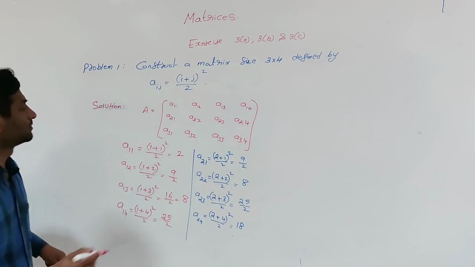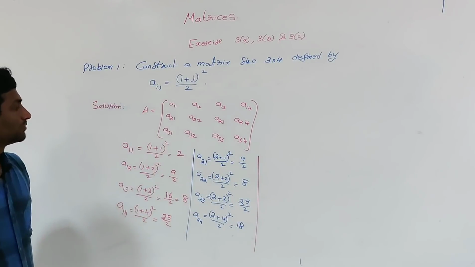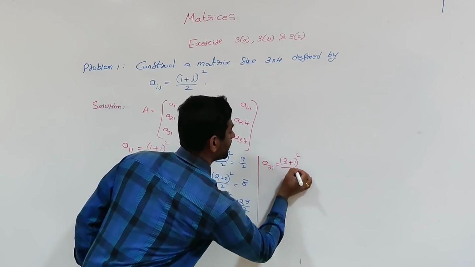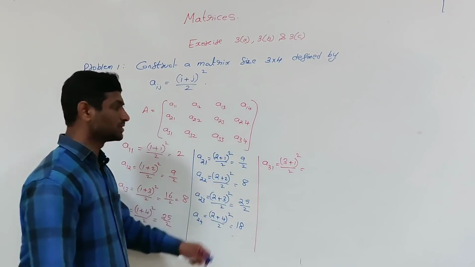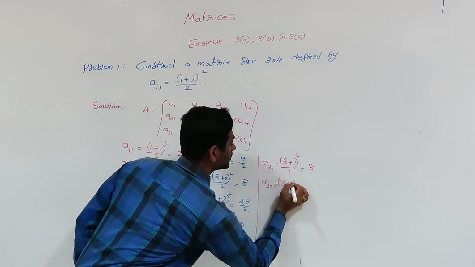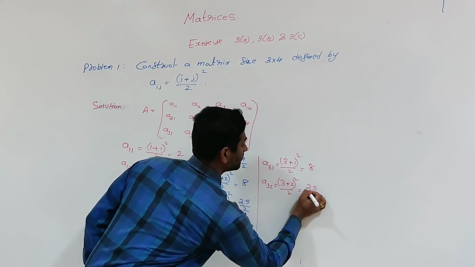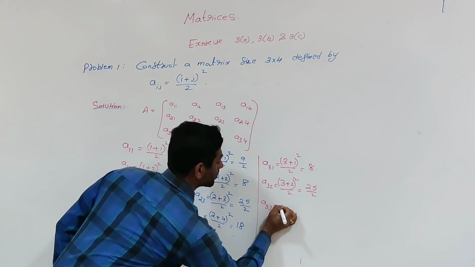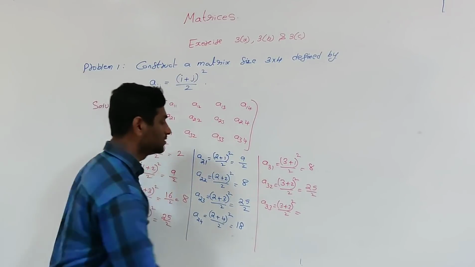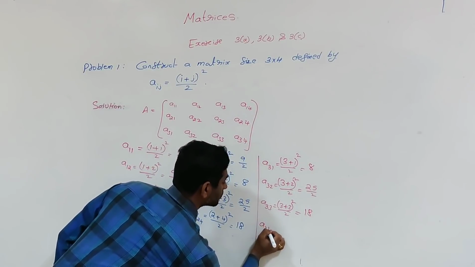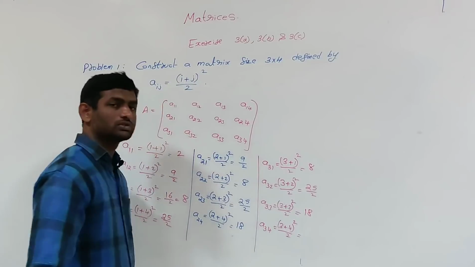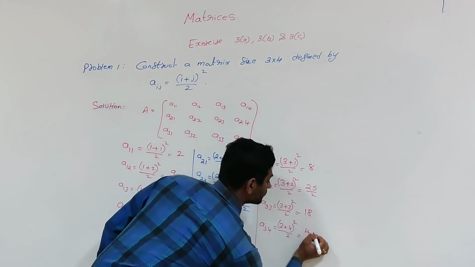Next we will see the third row. A31 is (3 plus 1) whole square by 2, 3 plus 1 is 4, square 16 by 2 is 8. A32 is (3 plus 2) whole square by 2, that will be 25 by 2. A33 is (3 plus 3) whole square by 2, 3 plus 3 is 6, square 36 by 2 is 18. A34 is (3 plus 4) whole square by 2, 3 plus 4 is 7, square 49. So it is 49 by 2.